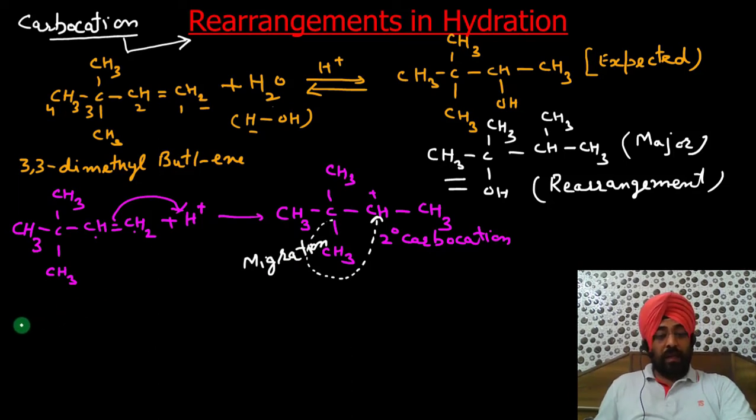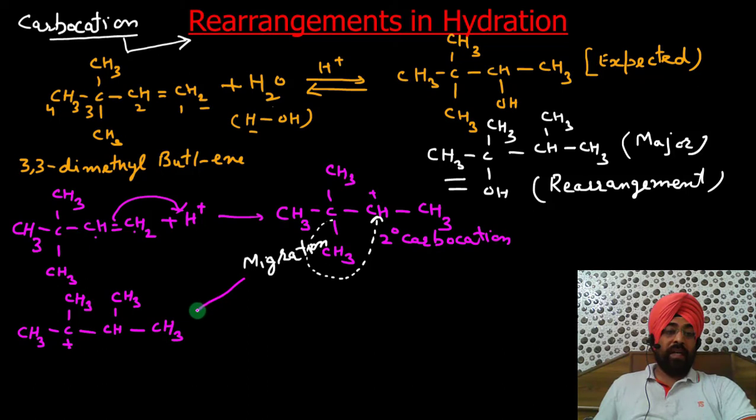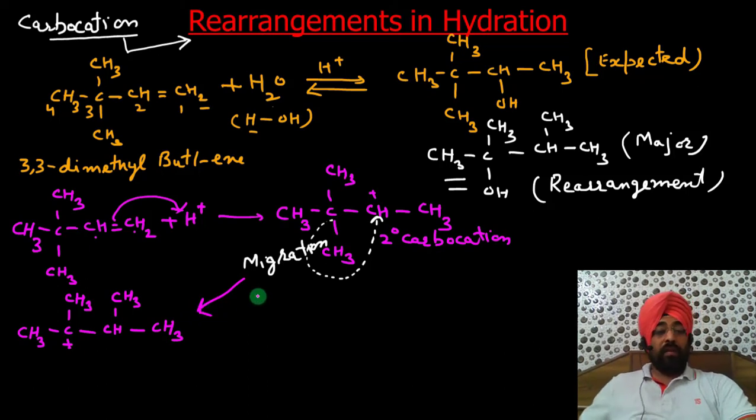This will be CH3, CH3 CH, CH3 CH3. Here comes the positive charge. After this migration of methyl group, if we shift this methyl group, you will get a carbocation which is a tertiary carbocation. Now we know that tertiary carbocation is more stable than secondary carbocation.